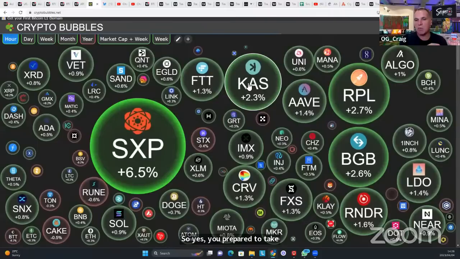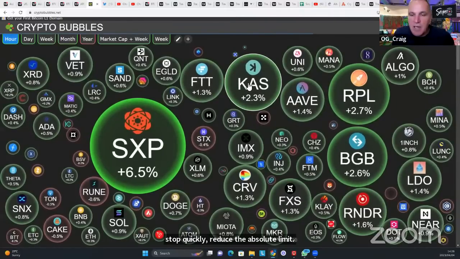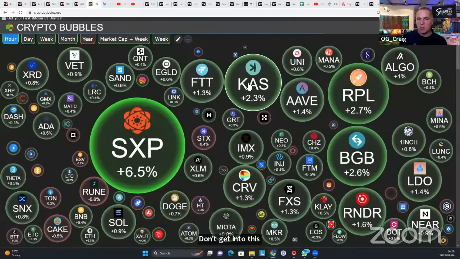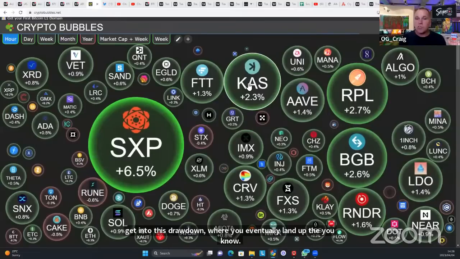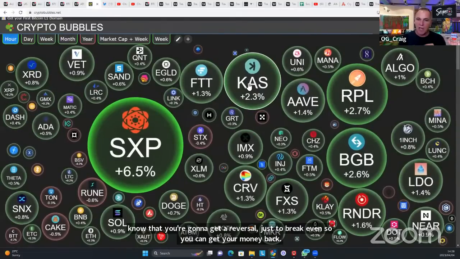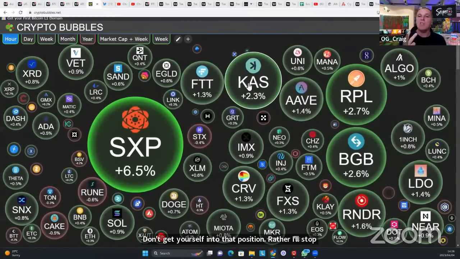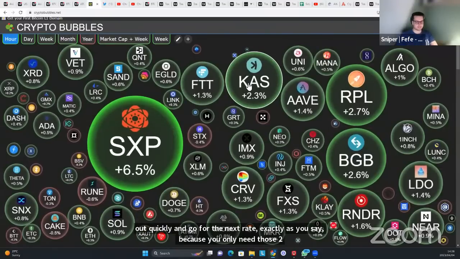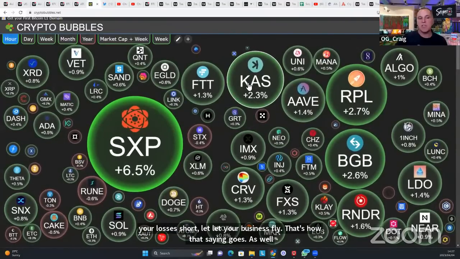Reduce the absolute limit. Don't get into this drawdown where you eventually land up, I always say, praying to the crypto gods that you're going to get a reversal just to break even so you can get your money back. Don't get yourself into that position. Rather stop out quickly and go for the next trade, exactly as you say. Cut your losses short, let your winners fly. That's how the saying goes as well. Yeah, you just need those 2 trades and you're going to make it.